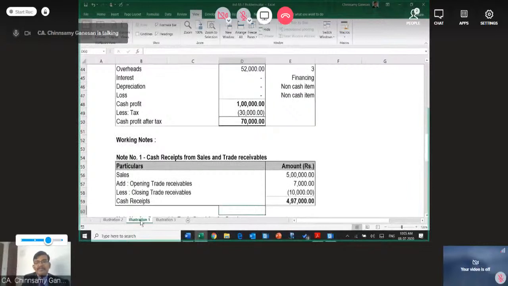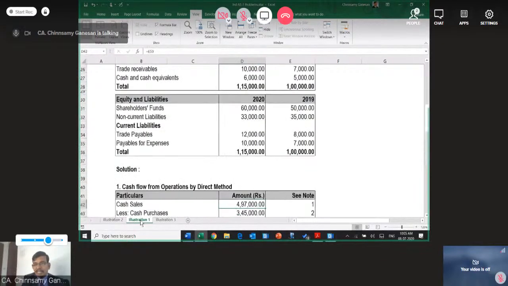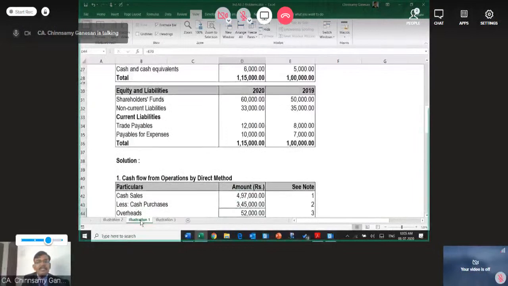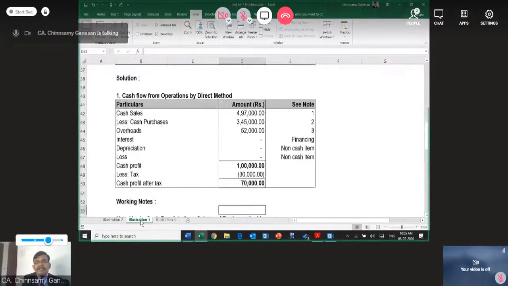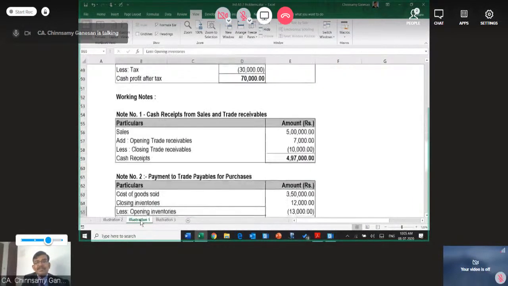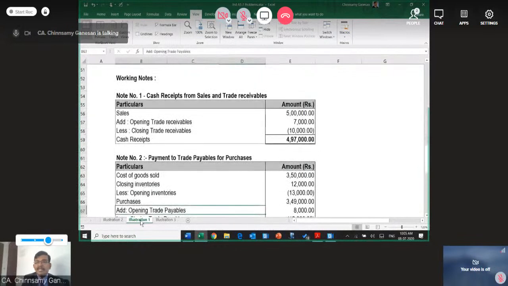Then it becomes 70. So whether you are using the direct method or the indirect method, your income from operations remains the same. It will never change. Here also it is 70, here also it is 70.